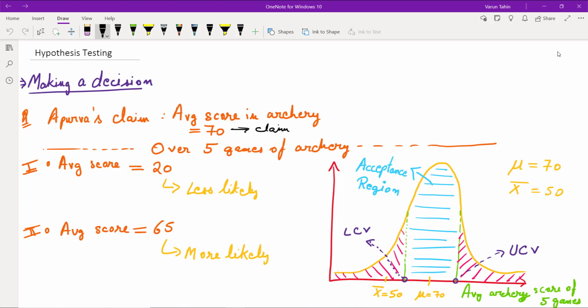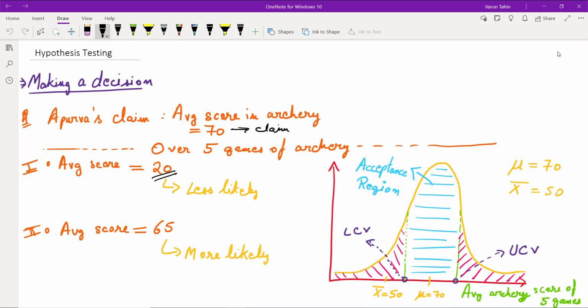So what we do is, in front of ourselves, we ask her to play 5 games, and from these 5 games we note the scores and calculate the average. Let's say that we do this, and if she has scored 20 as the average of 5 games, then we say that scoring 70 is very unlikely for her, and therefore we can't believe her claim. But let's say that she has scored an average of 65 in the 5 games, then we are more likely to believe her claim of 70 in the competition.